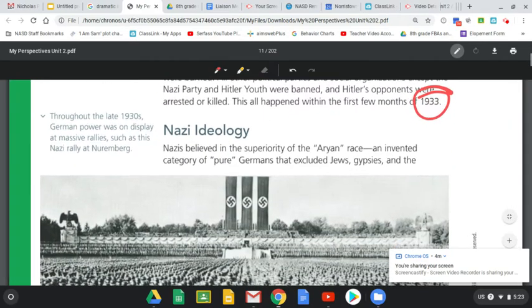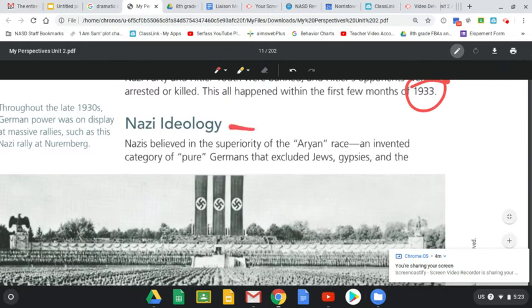Nazi ideology. An ideology is a system of ideas.